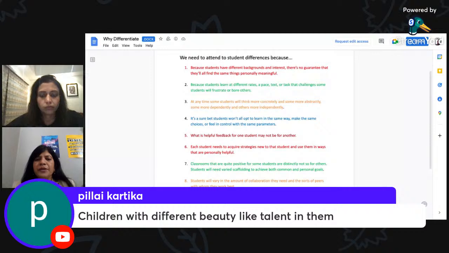What is helpful feedback for one student may not be for another. Each student needs to acquire strategies new to that student and use them in ways that are personally helpful. Classrooms that are not quite positive for some students are distinctly not so for others. Students will need varied scaffolding to achieve both common and personal goals.